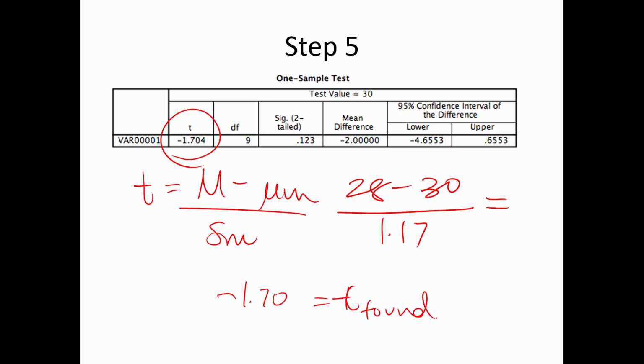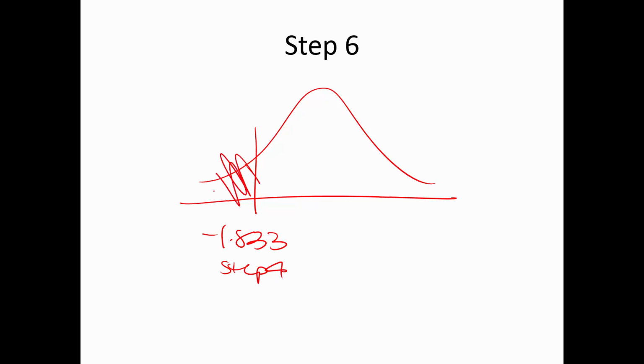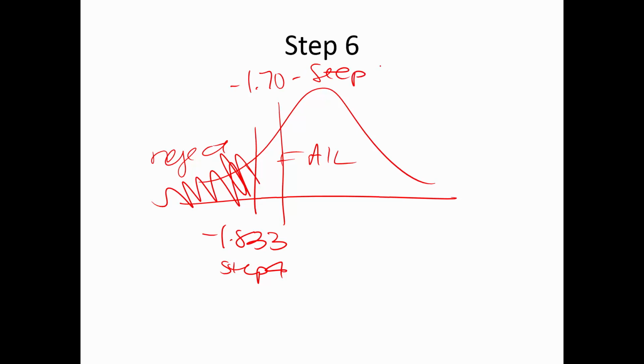I'm going to compare that to t critical here. So we decided, oops, wrong side. The cutoff score is negative 1.833. That's step 4. So everything out here to the left is reject. Everything over here to the right is fail to reject. And our score was a negative 1.70. That's step 5. So I'm going to fail to reject the null.